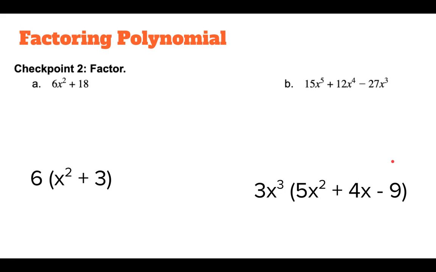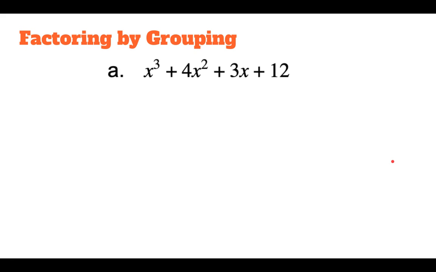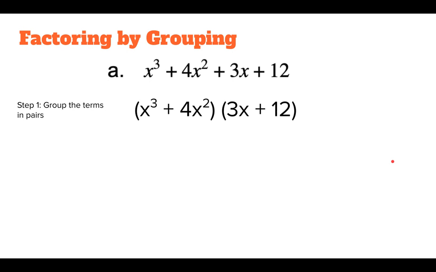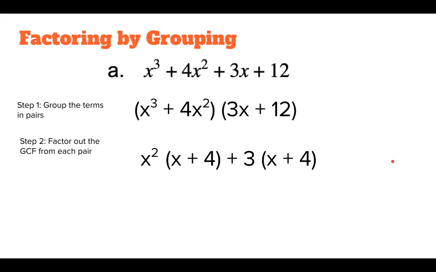Now, let's go into factoring by grouping. There are really 3 steps to factoring by grouping. The first step: group the terms in pairs. What does that mean? All I'm going to do is put parentheses around each pair. Now I factor out the GCF of each pair. In the first pair, they have an x squared in common, so I'm going to take that out. In the second pair, I can divide those by a positive 3. And you notice that these 2 parentheses should always be the same.